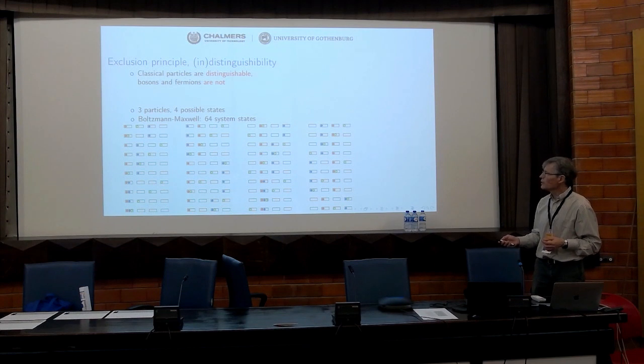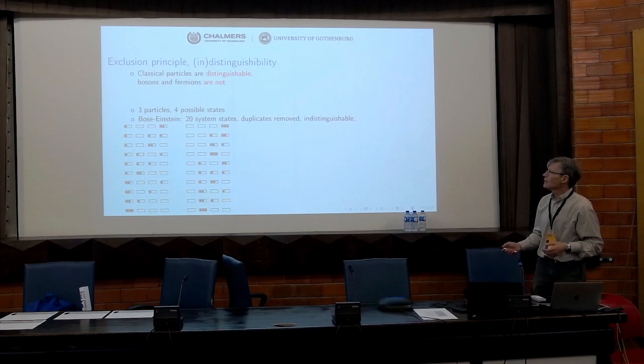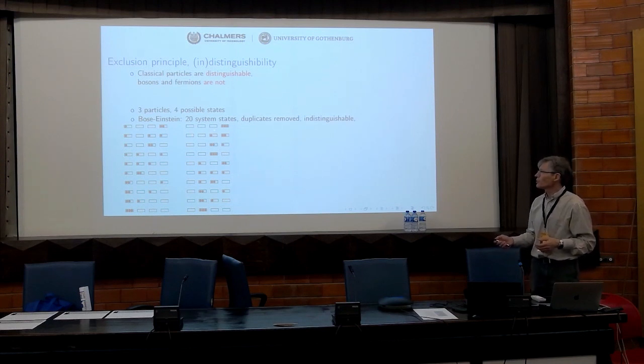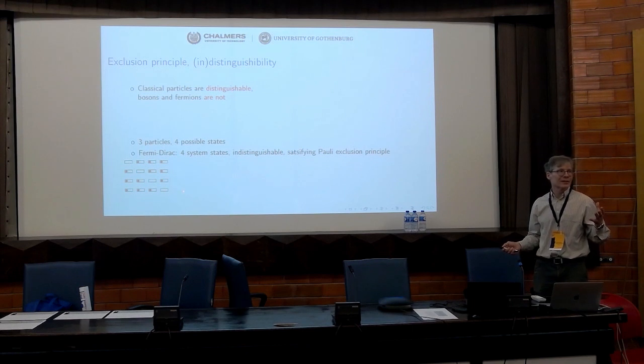But if they're not distinguishable, many of these states will be duplicated. And in the quantum case, these duplications really don't count. So you have instead only 20 for the Bose-Einstein case, if you remove duplicates. And for the fermions, much fewer, because you only allow 1 particle in each state, right? So you have seen this.